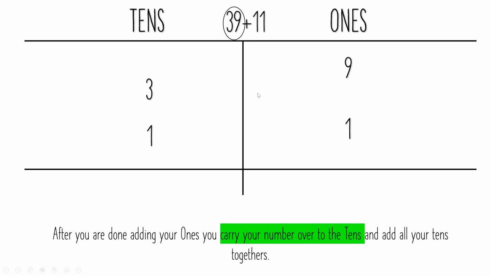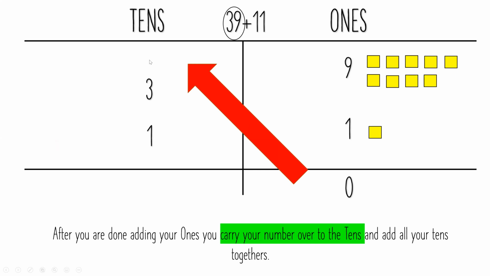All right, let's add together. I'm going to use my counters. I have 9 and 1. We're going to count them all together. 1, 2, 3, 4, 5, 6, 7, 8, 9, 10. So we cannot have the number 10 in our ones place. So we're going to keep our 0 and we're going to carry our 1 over to the tens place. And now we're going to add our tens. And we have 5. So 10, 20, 30, 40, 50.